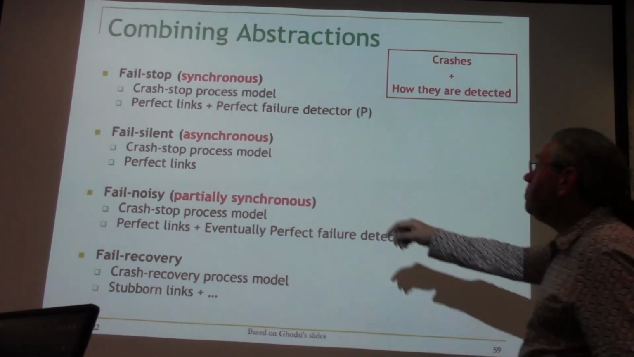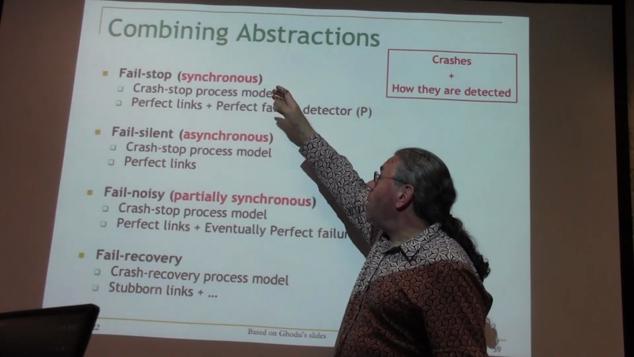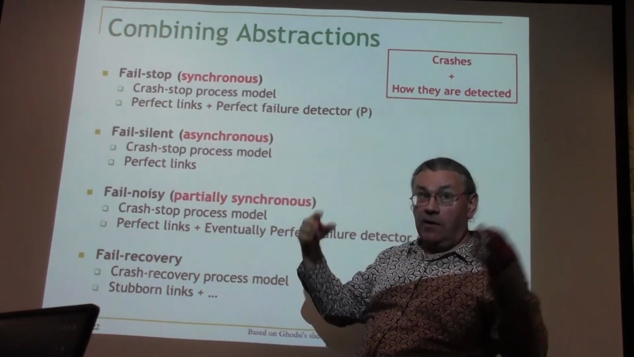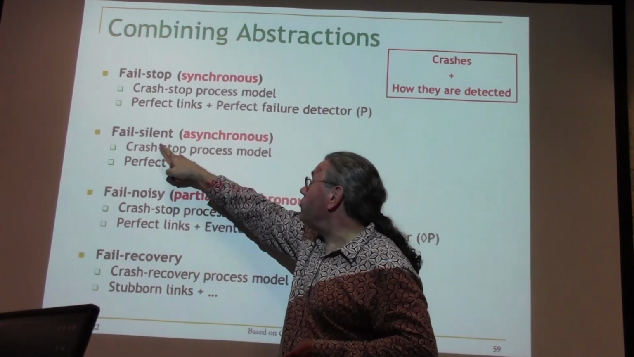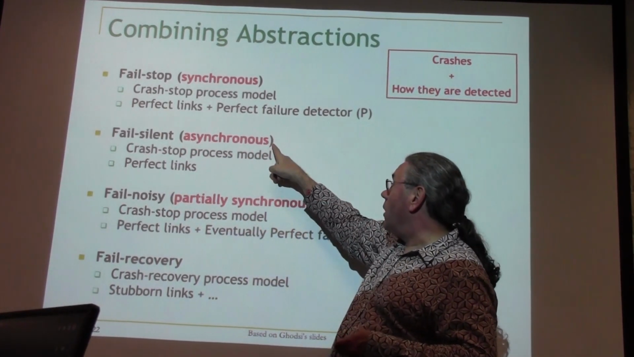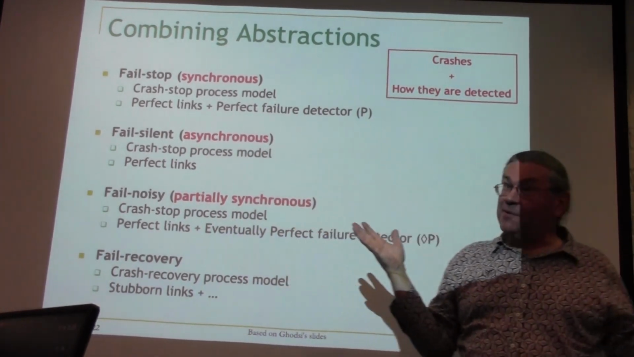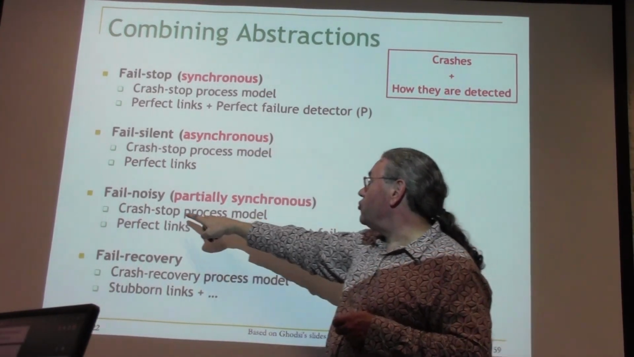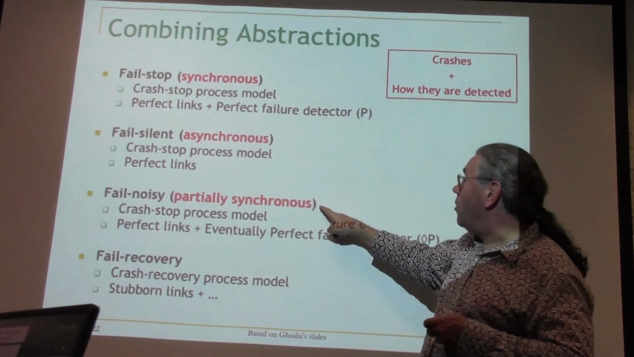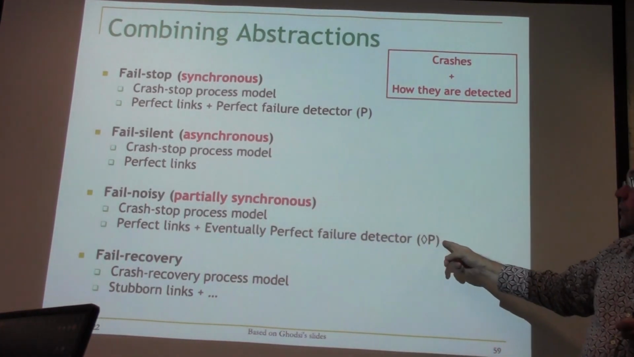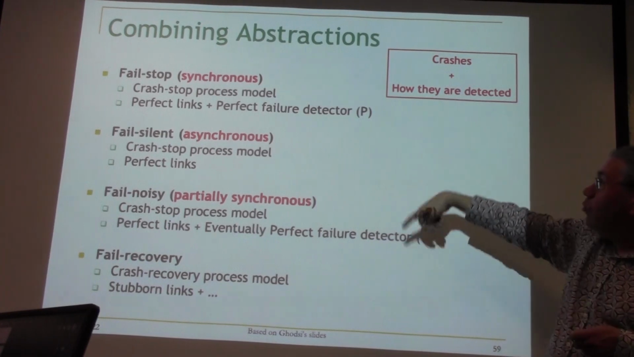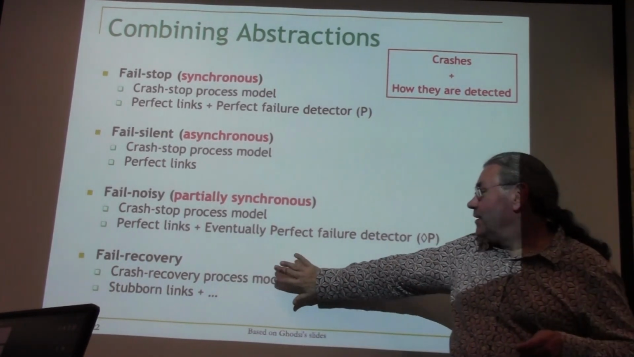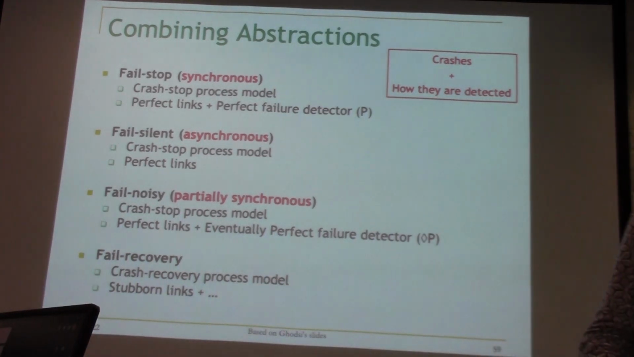So this is basically what happens when I crash and I'm in a synchronous model, then I have P. I'm good. What happens if I crash, but I'm in an asynchronous model? There's no failure detectors in an asynchronous model, sorry. No failure detectors. And what if I crash, I'm in a partially synchronous model? Then I have eventually perfect. So these are the three ones that are interesting. The fourth one is because of databases, okay? You can also have fail recovery.